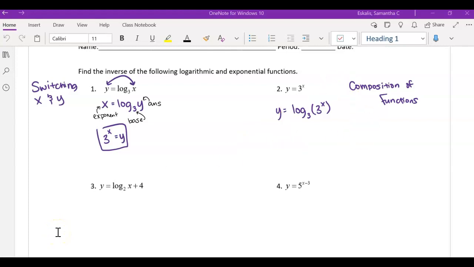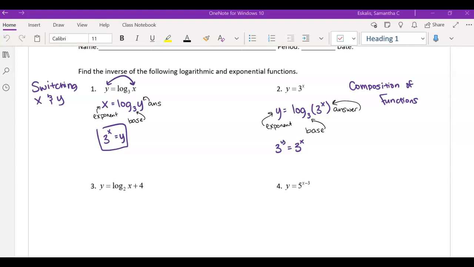So now what we're going to do is rewrite this in exponential form. So we're going to do that by labeling our base, our exponent, and what the answer should be. So once we have everything labeled out, we know that our base is 3, is risen to the power of y, and that equals 3 to the power of x.